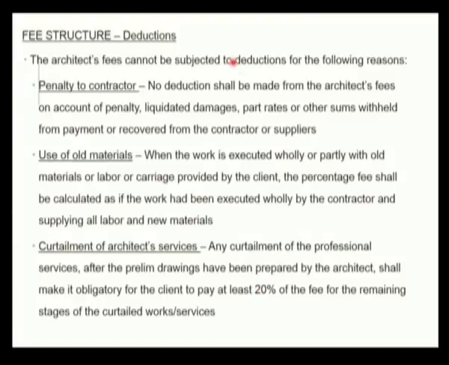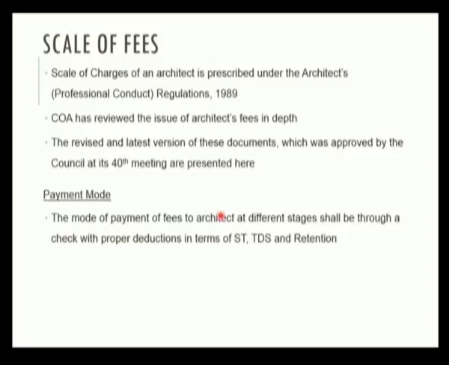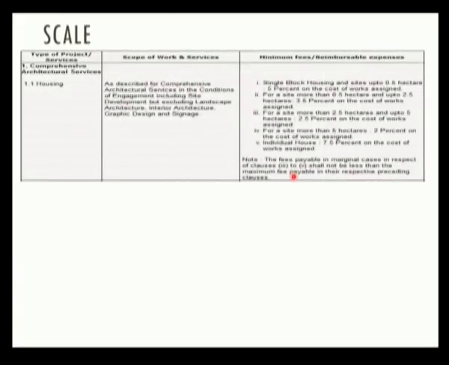So this is how the deductions will be: use of materials, curtailment of the architectural services. The fee structures will also include other taxes and charges. The client shall reimburse the following actuals: the fares of outstation visits, lodging, cost of prospecting, everything should be included at this stage. So this is how the scale of fees will be going. This is how the payment is made to the architect at different stages, through a cheque with the proper deduction of ST, TDS and retentions. So this is how the scale will be.